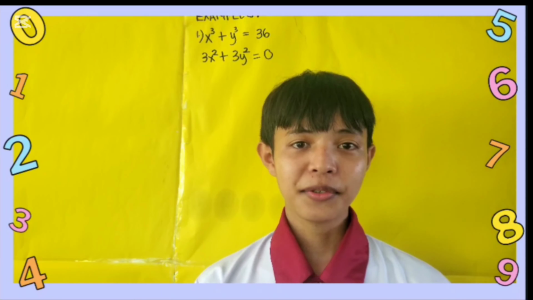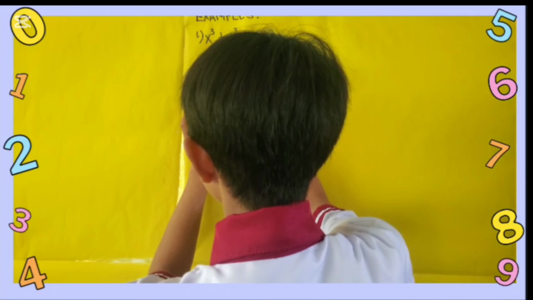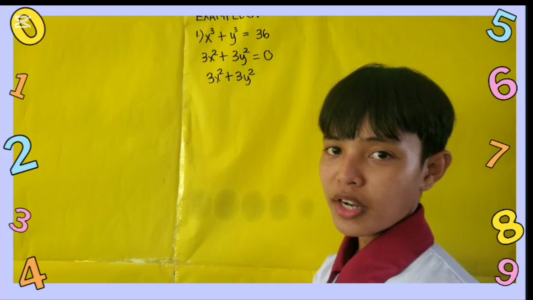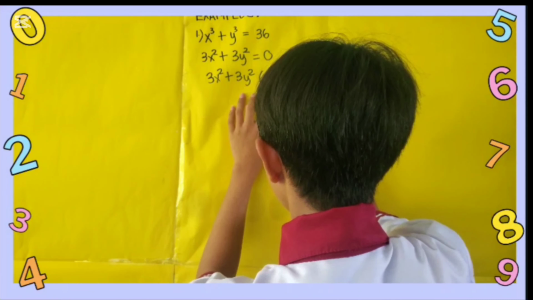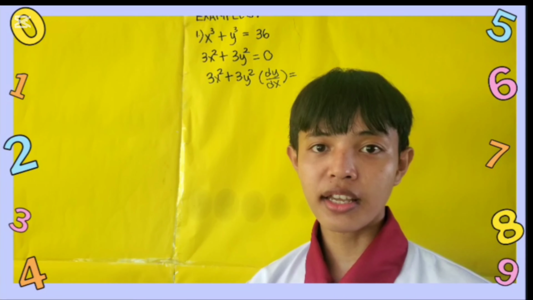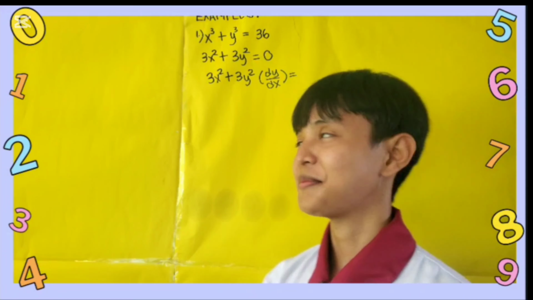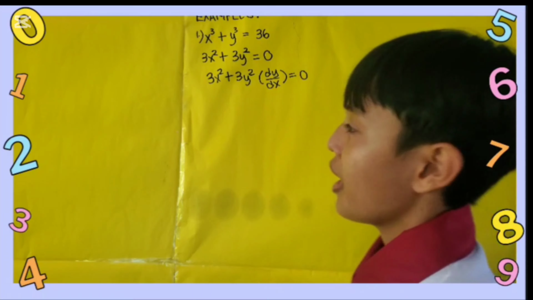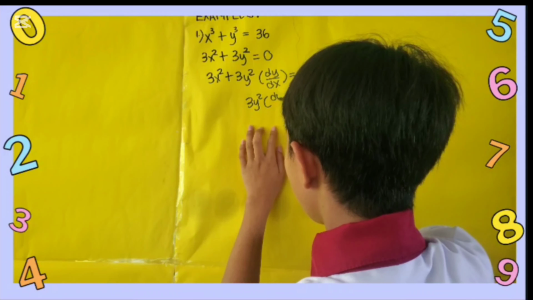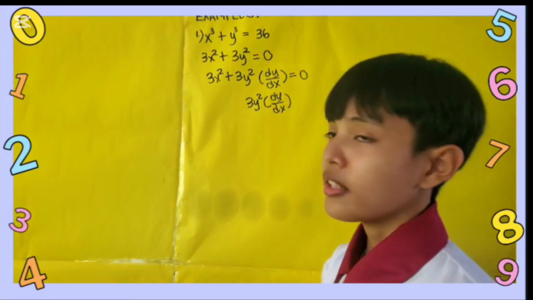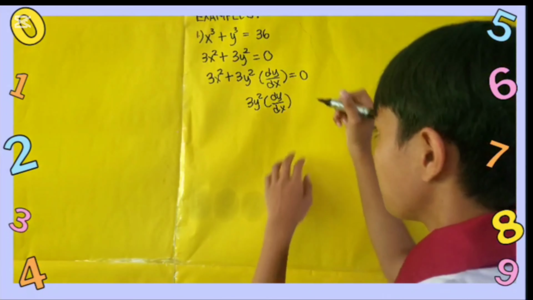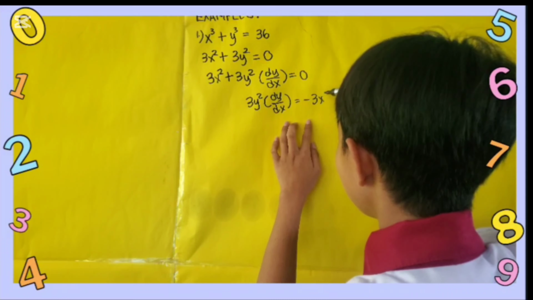Let us now proceed to rewrite: 3x squared plus 3y squared multiplied by dy over dx equals 0, since dy over dx is equal to y prime. As we proceed again, we will rewrite 3y squared times dy over dx. And let us transpose 3x squared to the right, and it will become negative 3x squared.